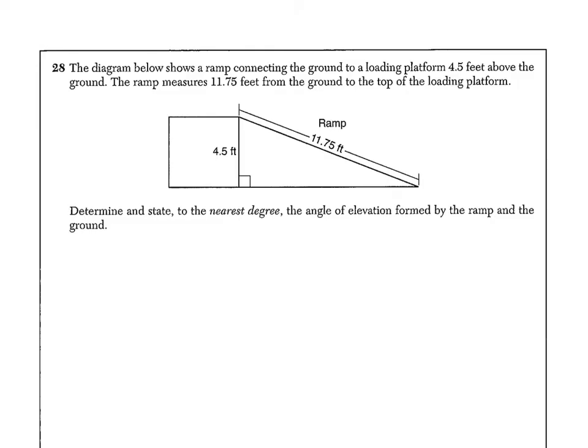Number 28 says the diagram below shows a ramp connecting the ground to a loading platform 4.5 feet above the ground. The ramp measures 11.75 feet from the ground to the top of the loading platform. Determine and state to the nearest degree the angle of elevation. This means to look up. Formed by the ramp and the ground. So our goal is to find the angle formed between the ramp and the ground.